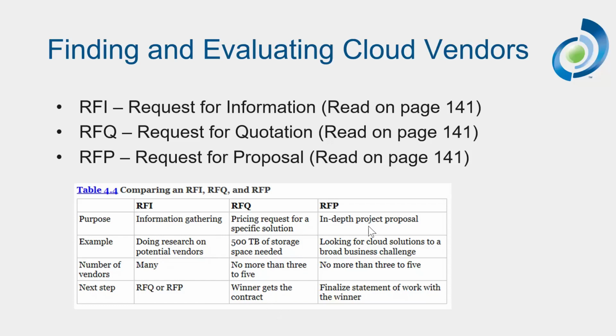Now we have an RFP. This is an in-depth project proposal. An example, looking for a cloud solution to a broad business challenge. Number of vendors, no more than 3 to 5. Next step, finalize the statement of work with the winner.